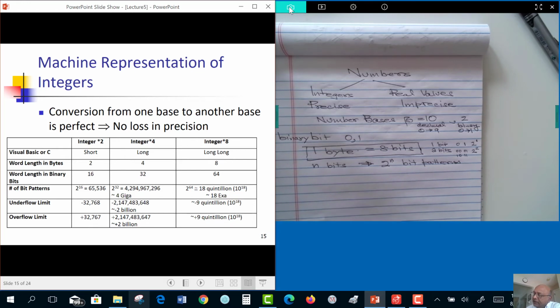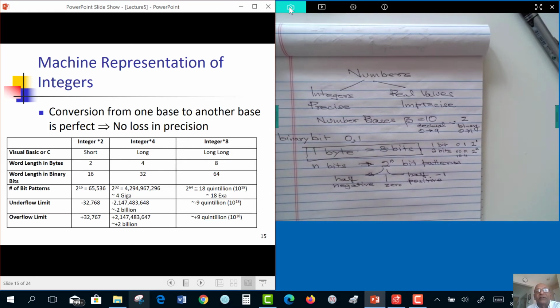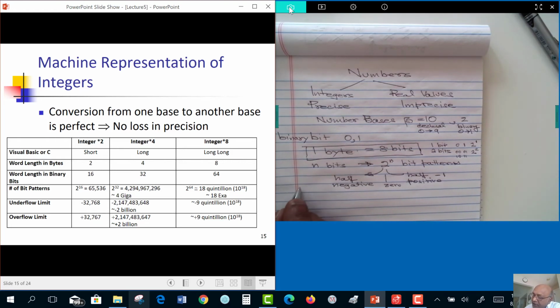So what we can do is say that half of them are negative. We can represent half of those patterns as negative integers, the other half positive. But we still need one pattern to represent 0. So to represent 0, we take one of the patterns from the positive side and borrow it to represent 0.